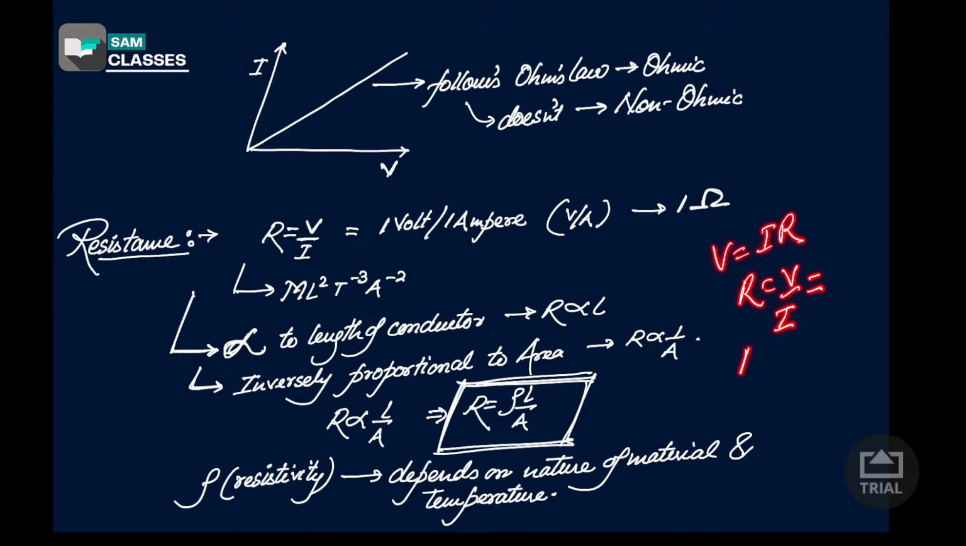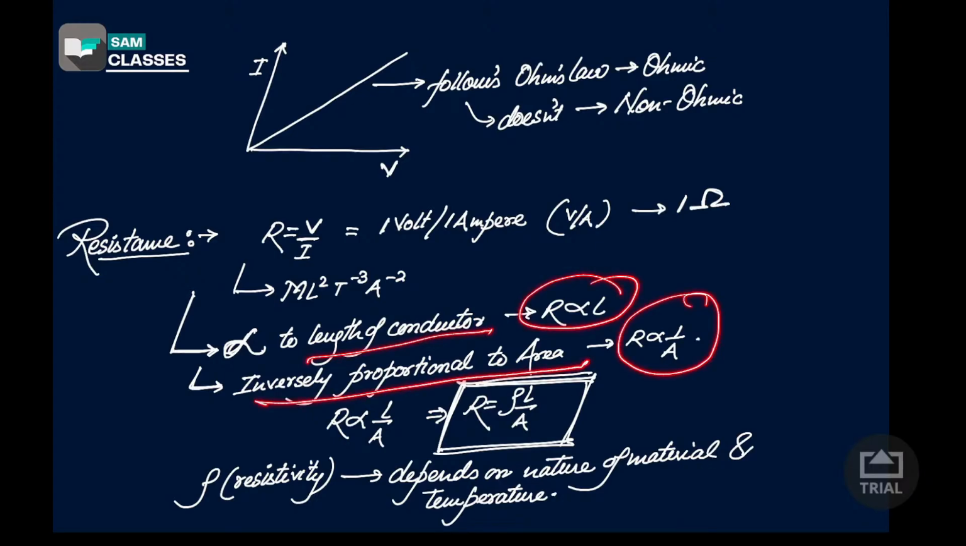Now, what is the definition? We say the resistance of a resistor is 1 ohm when the voltage applied is 1 V and the current passing through is 1 ampere. That's it, done. We know the dimension also. Now, this is directly proportional to what? Length of the conductor. Inversely proportional to area. This is all we have studied in class 10th.